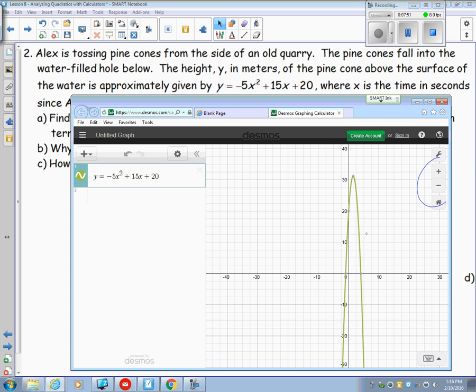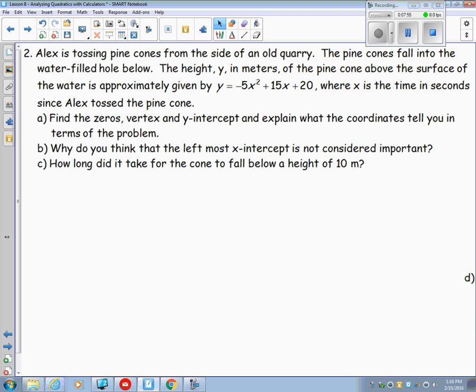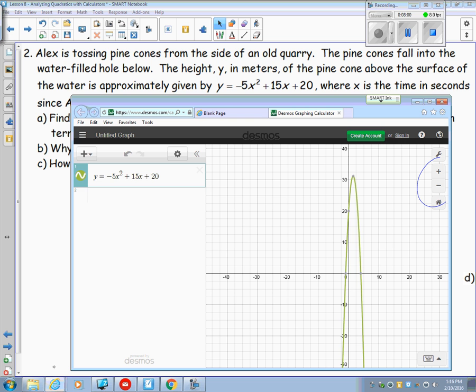Okay, I need to see the important parts of this. I'm being asked to find the zeros, the vertex, and the y-intercept, all things on the graph that have gray dots. Okay, the zeros, there's 1, 2. The y-intercept is up there, and the vertex is up there. Those are the 4 things I want to write down.